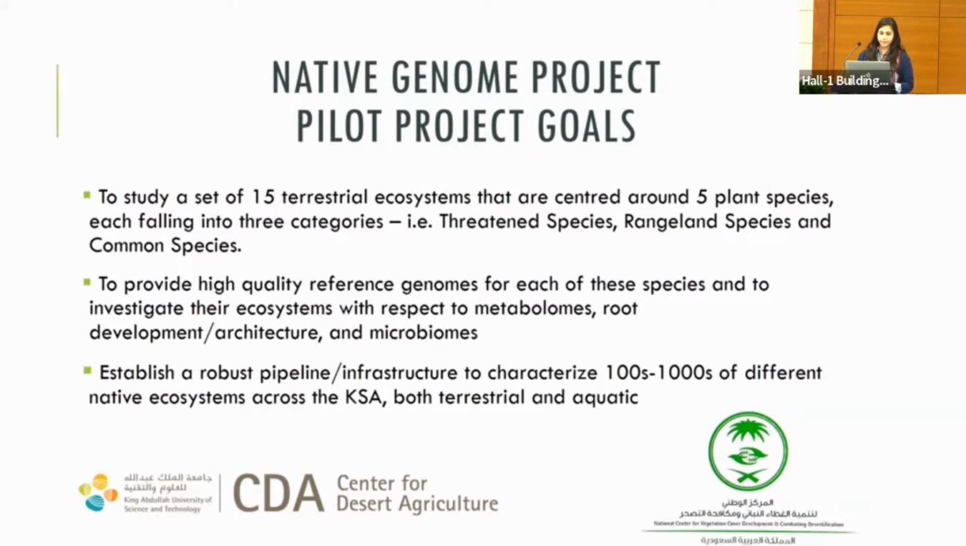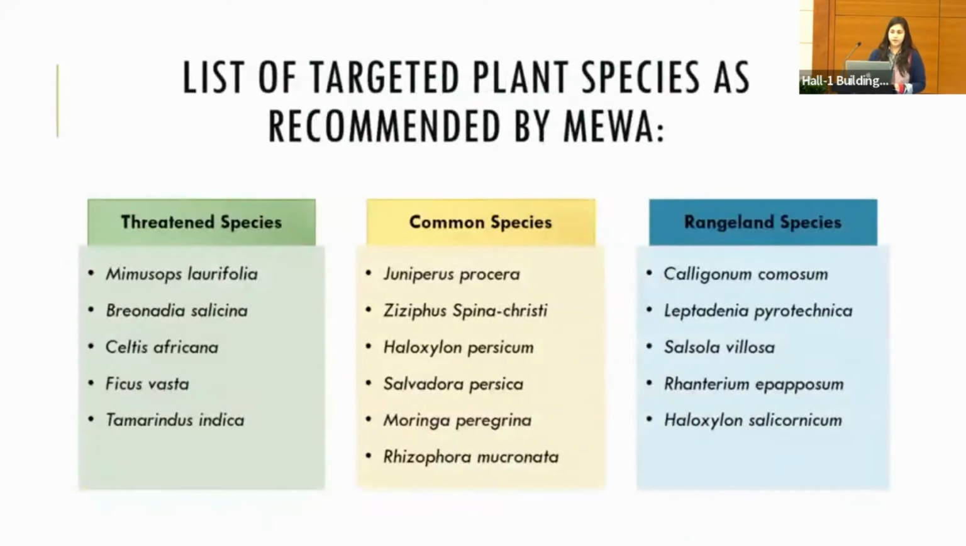So the list of the targeted plant species that we are studying at the moment, as I mentioned, are categorized as threatened species, common species, and rangeland species. Each category has 5 species.